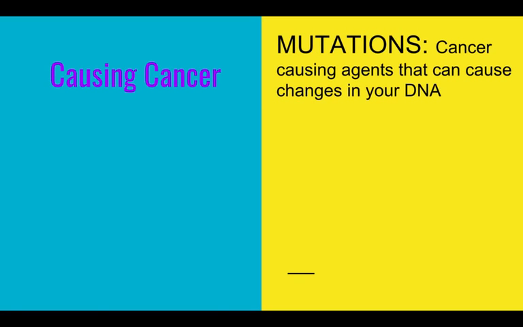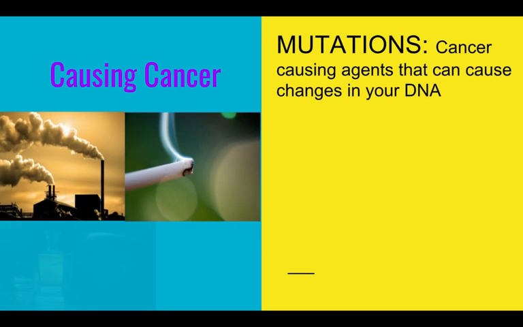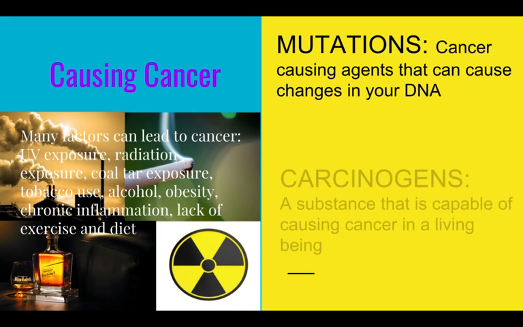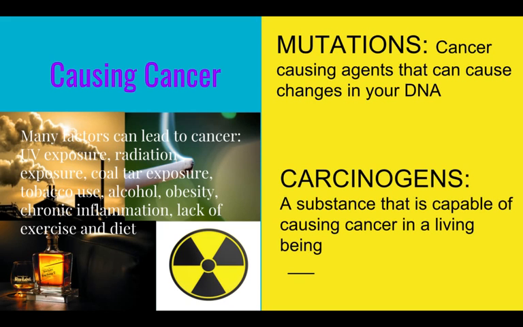Mutations are cancer-causing agents that cause changes in your DNA. Mutations can occur from miscopying, environmental factors, and family history. Environmental factors are things like UV exposure, radiation exposure, coal tar exposure, etc. It is common, though, for someone to not have been exposed to any of these things and still get cancer. There are precautions you can take, but there is no proven method of cancer prevention.